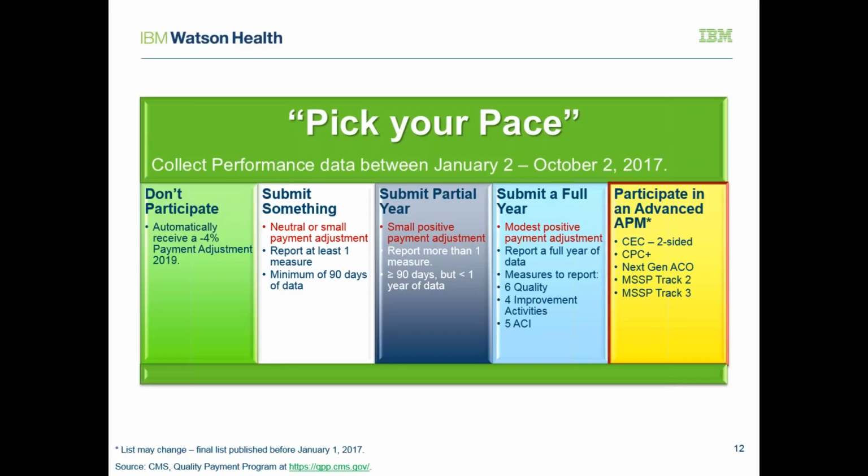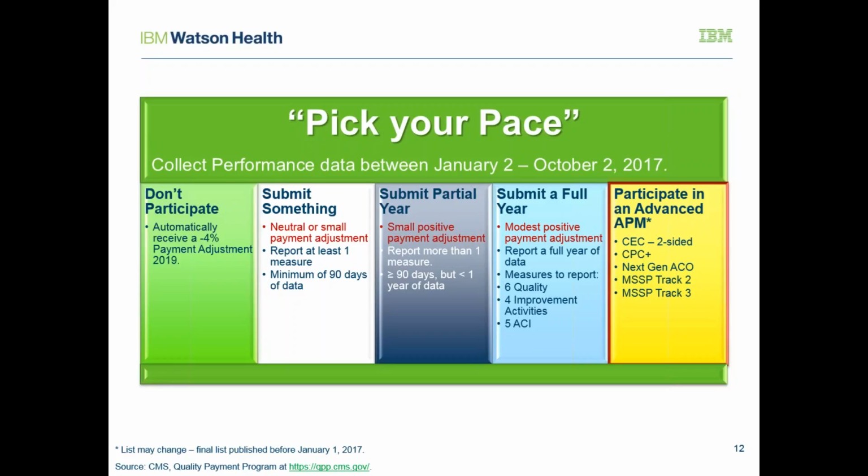You could also submit partial data, and what that means is reporting more than one measure with more than 90 days but less than one full year's worth of data. A partial year would provide you a small positive payment adjustment, a likelihood of a little bit more of an incentive. And of course, there's always submitting the full year. So if you report the full year based on each category's max of measures and improvement activities, you'll probably have a higher likelihood of getting a modest positive payment adjustment.